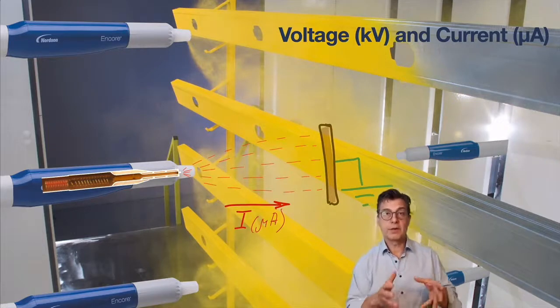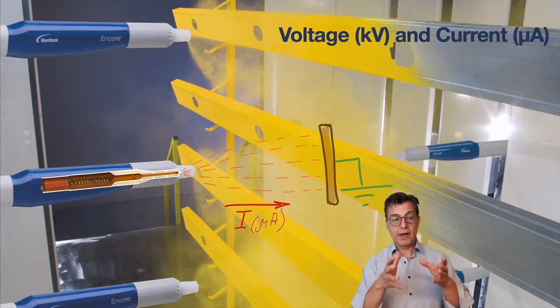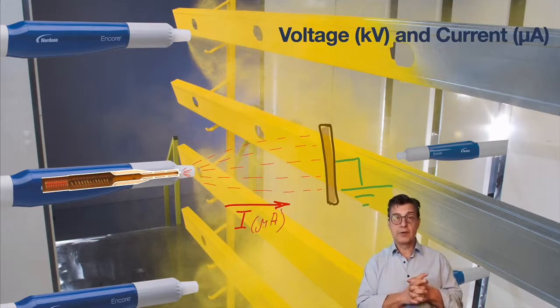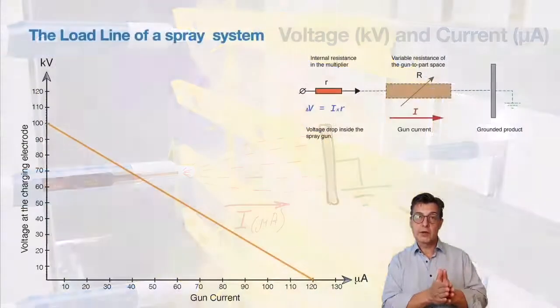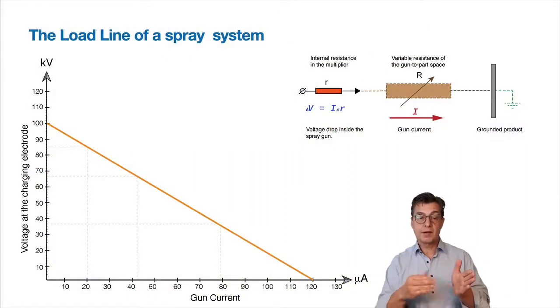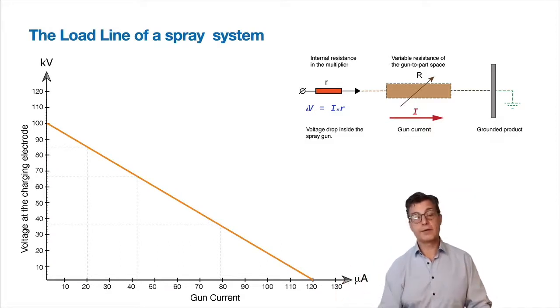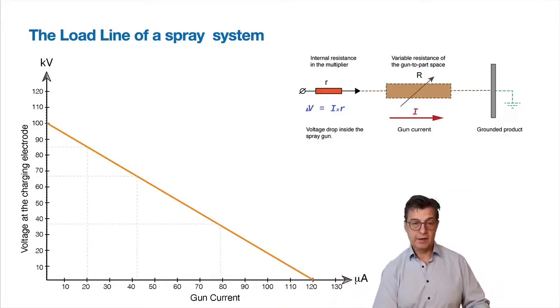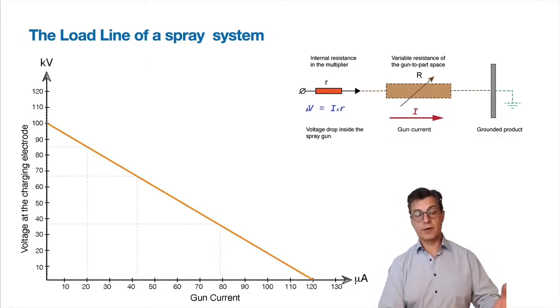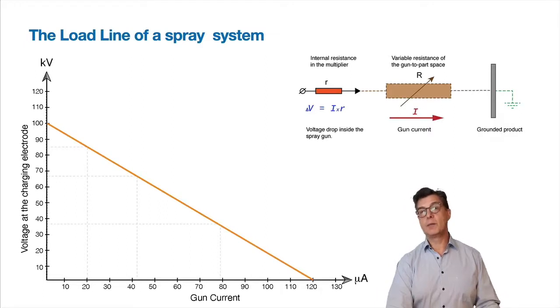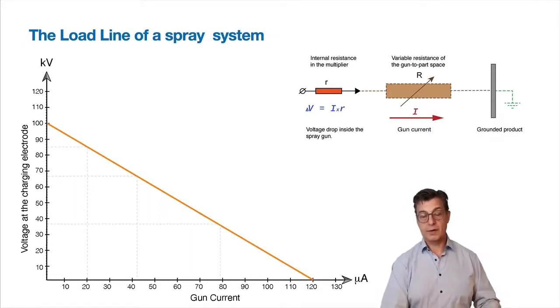Well, that very question is answered when we look at what is called the load line of a spray system, which is the relationship between the voltage at the tip of the gun and the current load flowing through the circuit, thus the name load line. Here you see an example of such a load line for a spray system with the maximum declared voltage output of 100 kilovolt and the maximum short circuit current of 120 microamps.